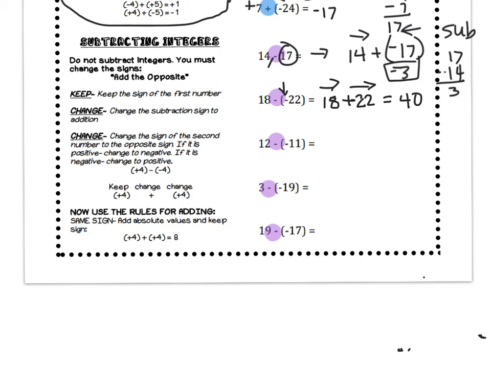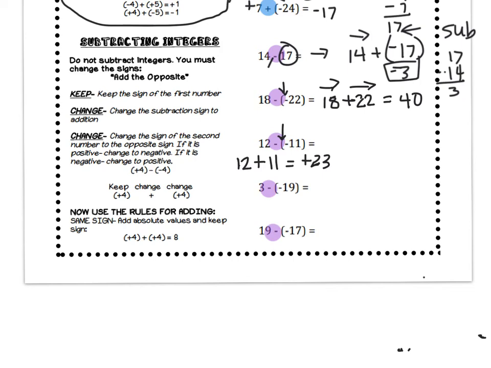This one is very similar to that one. I'm going to rewrite it. I'm going to try it down under here to see if I can keep my space better. 12 plus, so I'm changing that. Now I'm going to do the opposite. That's a negative, so it'll be a positive. So 12 plus 11 would be a positive 23.